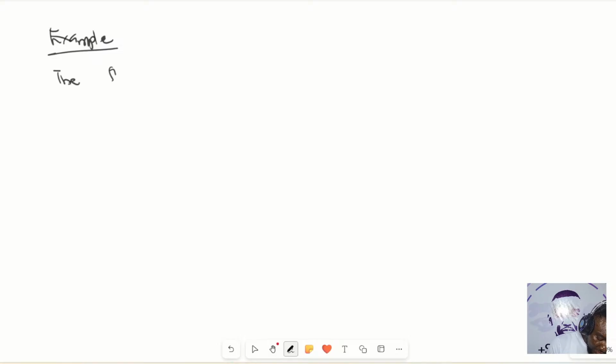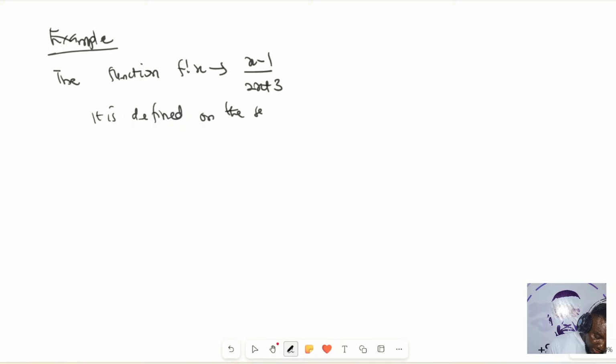So it says that a function f of x implies x minus 1 all over 2x plus 3, right? x minus 1 all over 2x plus 3, and it is defined on the set x, which is equal to x is a member of all real numbers, except where x is not equal to negative 3 on 2. So we know why x is not equal to negative 3 on 2 by now.